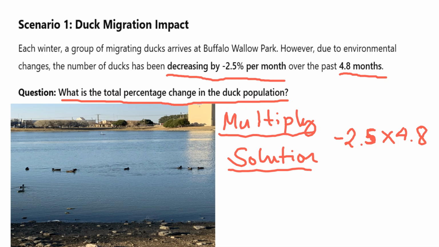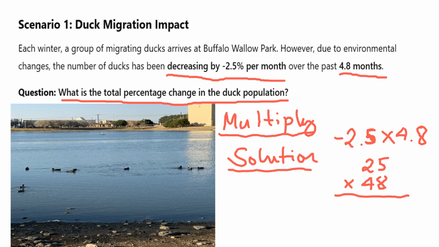Now, how do we multiply decimals like this? Of course, there is a procedure for us to do that. The first thing that we need to remember is to ignore the decimal points. We have to ignore the decimal points and multiply as whole numbers. So we will just ignore the decimal points between negative 2.5 and 4.8, and we'll just multiply them. So we have 25 and 48.